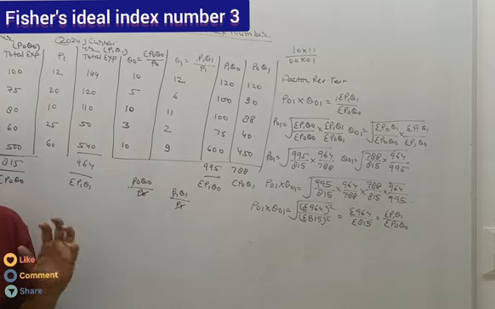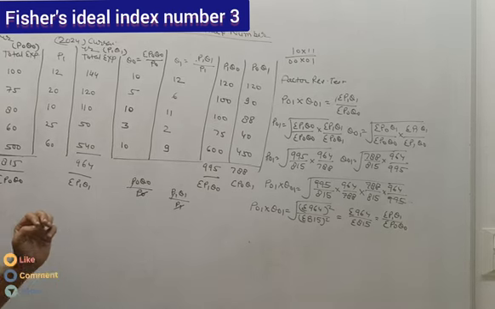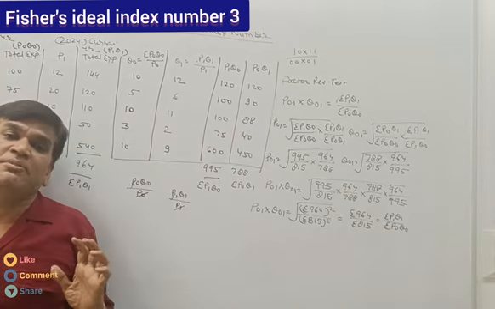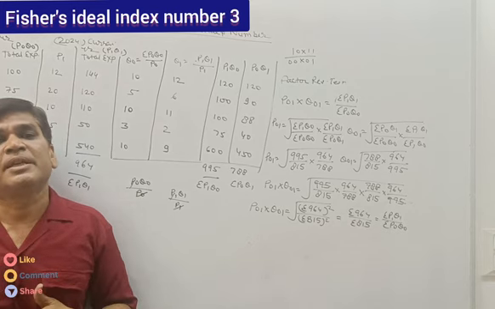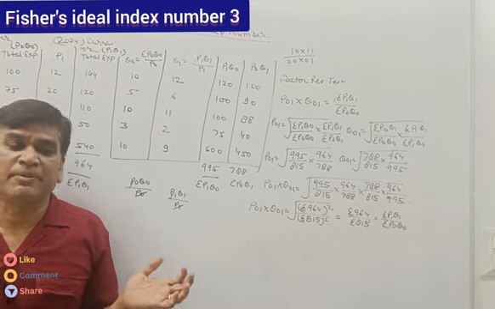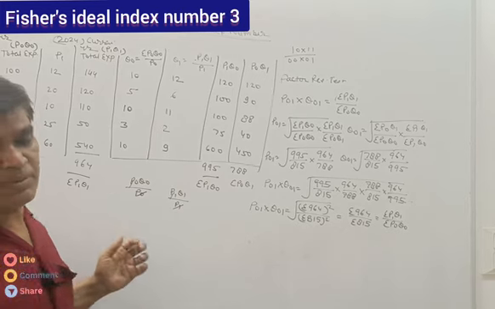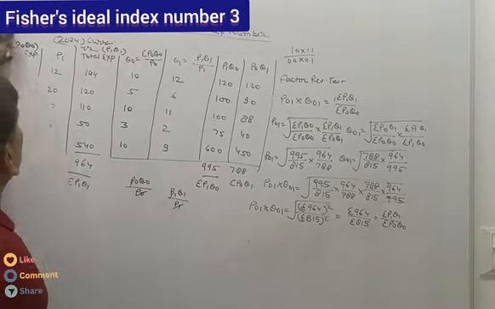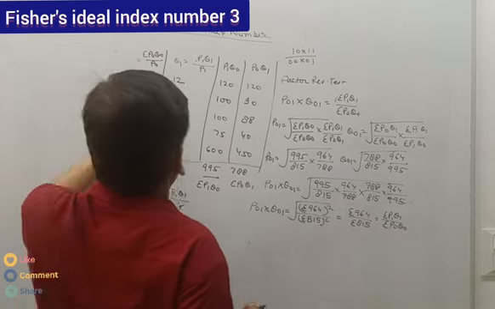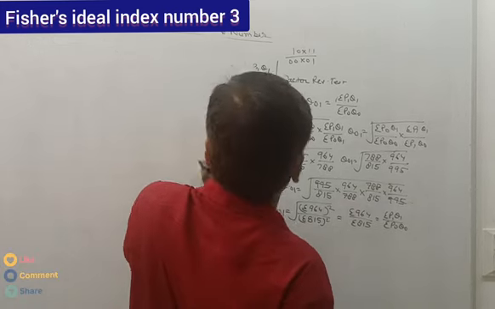If the total expenditure of the base year is given, it means P0 Q0 is given. If the total expenditure of the current year is given, then it means P1 Q1 is given. With the help of this, you may learn how to calculate the Fisher's ideal index number in such a case.